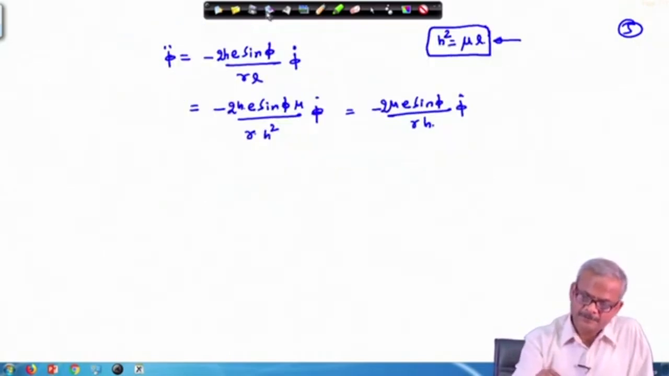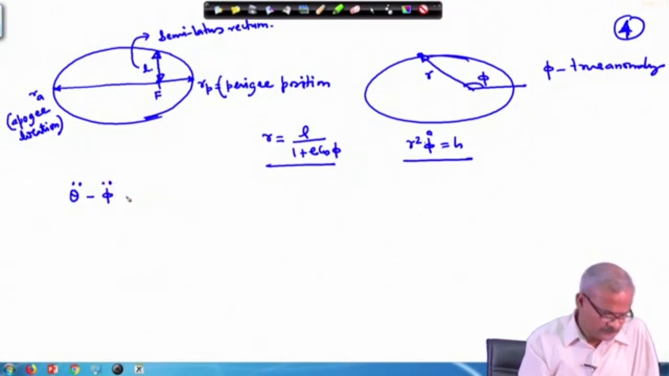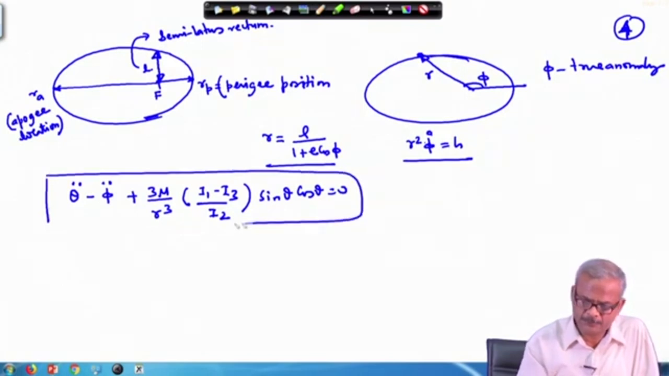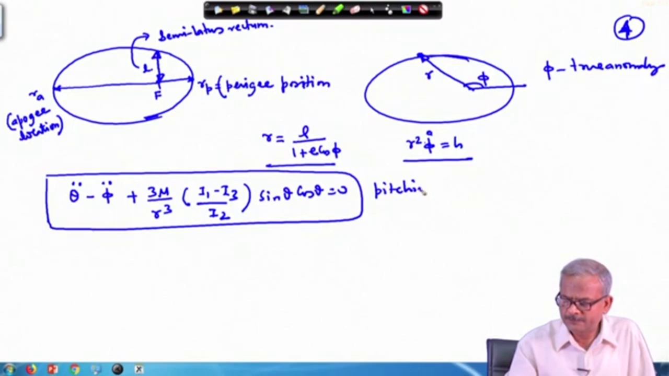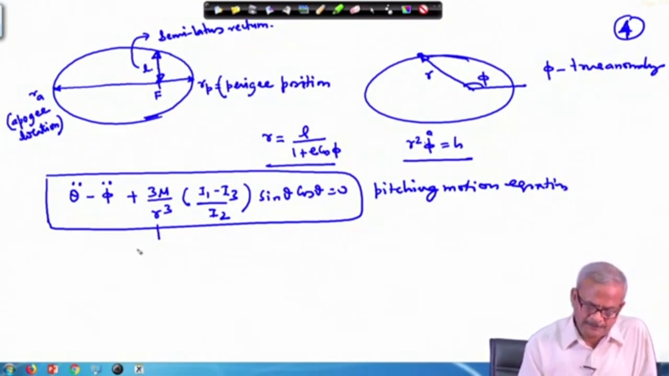So, what we are interested in, I will write the equation that we have written here, so that we do not have to refer back again and again. So, theta double dot minus phi double dot, and then plus 3 mu by r cube times (I 1 minus I 3) divided by I 2 times sin theta times cos theta. This is the equation we have got for the pitching motion equation. Okay. So, this part we have to resolve and write in a particular way, so that it is convenient for analytical analysis.